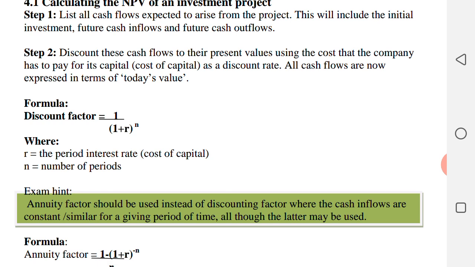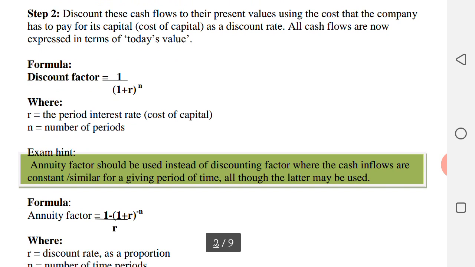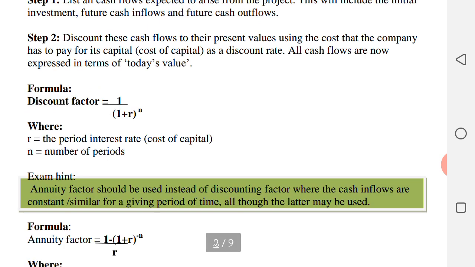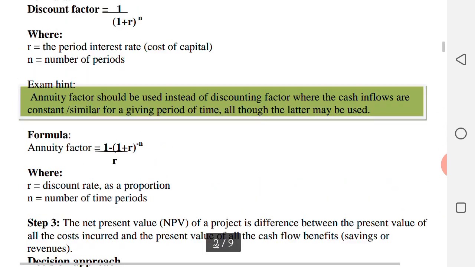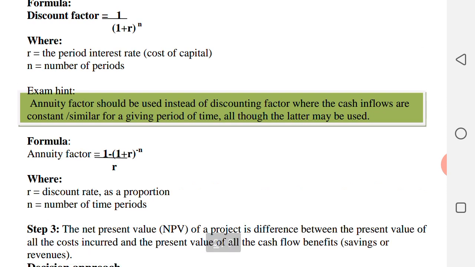Now you discount these cash flows to their present values using the cost that the company has to pay for its capital. The cost of capital is used as the discount rate. All cash flows are now expressed in terms of today's value. So you have to discount using your cost of capital. In the exam, you are given the return, the cost of capital, so you have to discount it before you use it on the cash flow. So I'm giving you the formula here for discounting the cash flow.